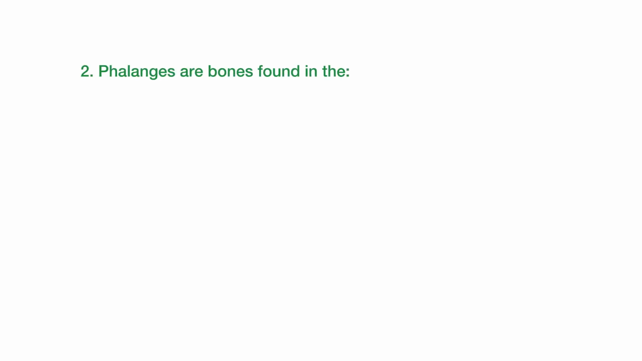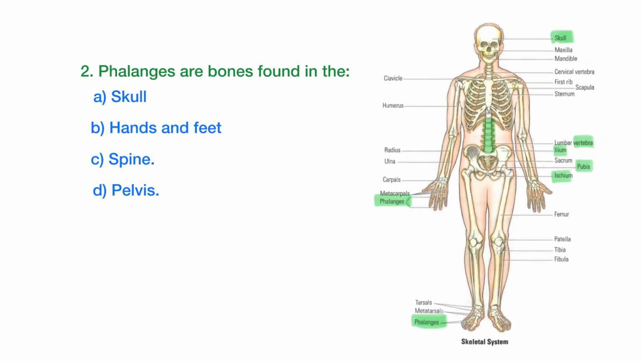Second question, phalanges are bones found in the A. Skull, B. Hands and feet, C. Spine, D. Pelvis. Skull has bones like the frontal and parietal, but not phalanges. Hands and feet, B. Phalanges are finger and toe bones, is the correct answer. Spine consists of vertebrae, not phalanges. Pelvis, D, includes the ilium, ischium, and pubis, not phalanges. So option B, hands and feet, is the right answer.